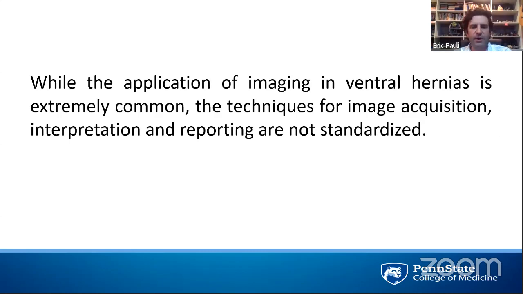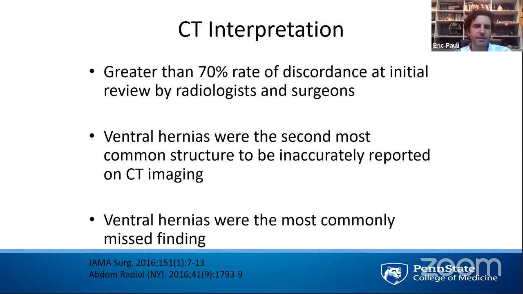And if you work at a place where they don't understand any of the stuff that you're looking for, you're going to get a report that says there's a hernia and maybe it describes some content and maybe there's some measurements, but maybe they're not right. We know that there is a greater than 70% discordance between how radiologists and how surgeons view these imaging studies. Ventral hernias are the second most common structure to be inaccurately reported on imaging, and ventral hernias are actually the most commonly missed finding.